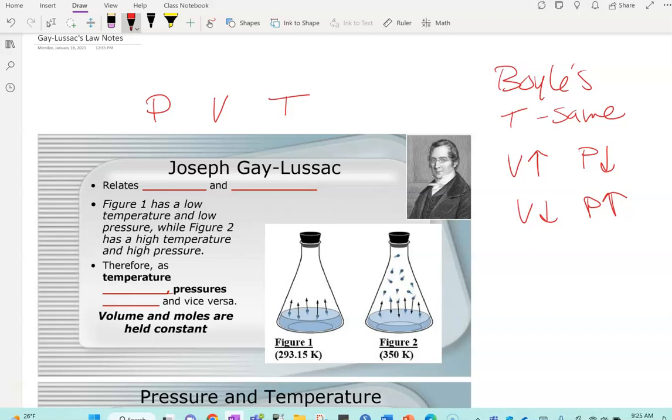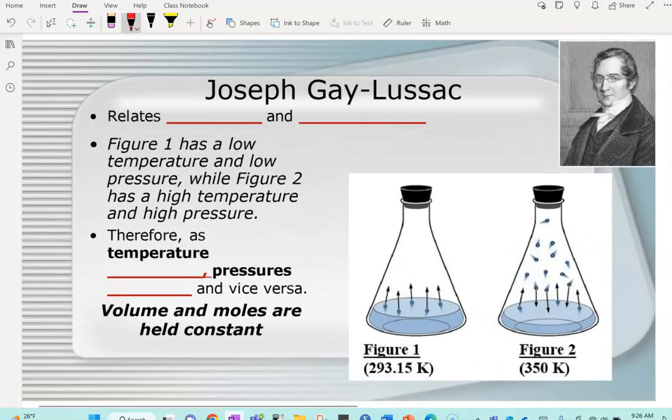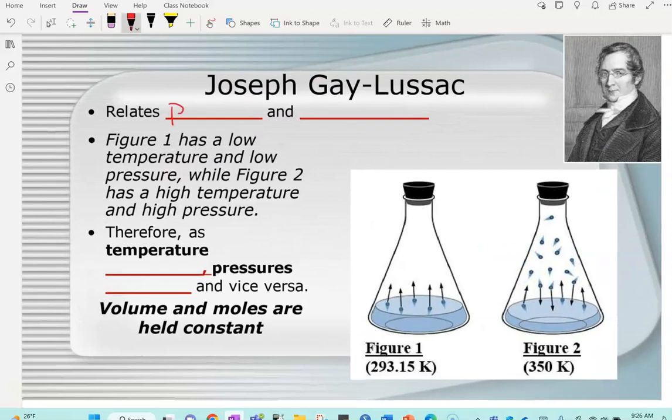And for Gay-Lussac's law, this time we're going to be focusing on what happens if the volume stays the same. Okay, and then we're looking at the relationship between pressure and temperature. This is probably one of the most intuitive laws for students to understand. So again, this is going to relate pressure and temperature.